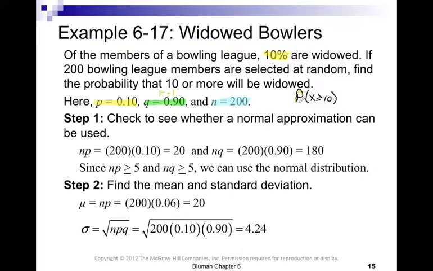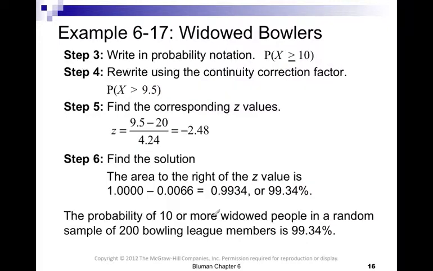So first we check to see whether we can use a normal approximation, N times P and N times Q, and we come up with 20 and 180. And remember, 5 is the number we're shooting for, so we're good as long as it's bigger than 5. Then we go on to step 2 and calculate our mean, N times P, get 20, and 4.24 is our standard deviation. We'll use those then when we're calculating our z-scores. So we'll go on. Here's our probability that we just came up with on the page before. X is greater than or equal to 10.